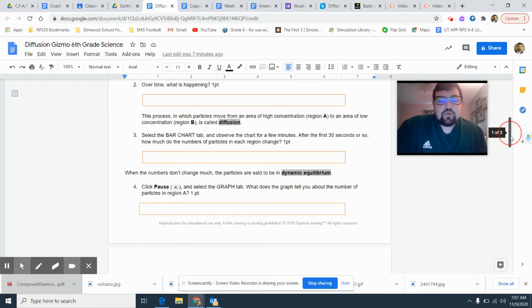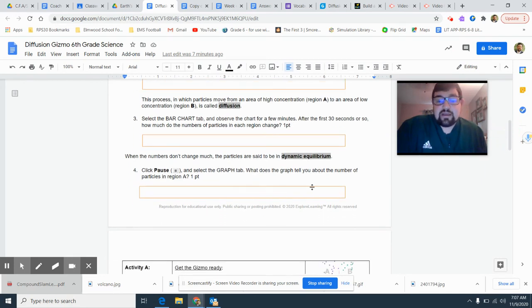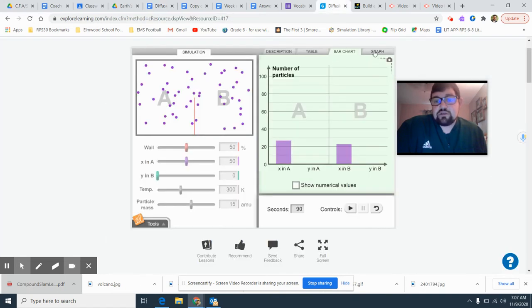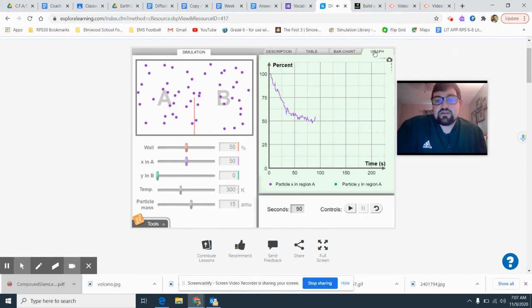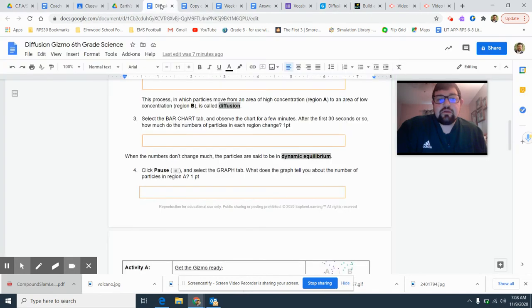So we're going to click pause and then select the graph tab and then say what does the graph tell us about it. So we can click on the graph. Okay, what is going on here? Well, it talks about percentage. So your answer probably should talk about percent, right? And then right here it says particles in region A, and then particle Y in region A. Well, there's only one particle we're looking at, and that's particle X for this experiment.